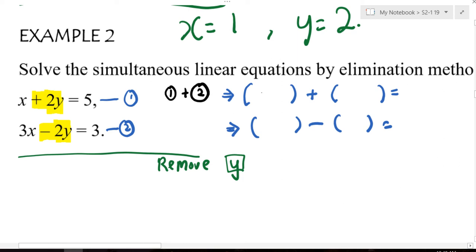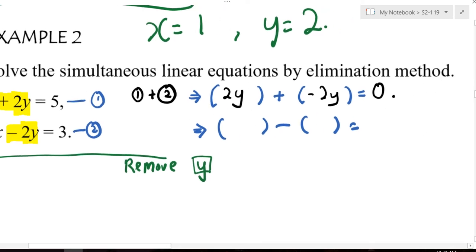2y plus negative 2y equals what? Danish? 0. Very good. Can you answer the question? Is y removed? Yes. Y is removed.